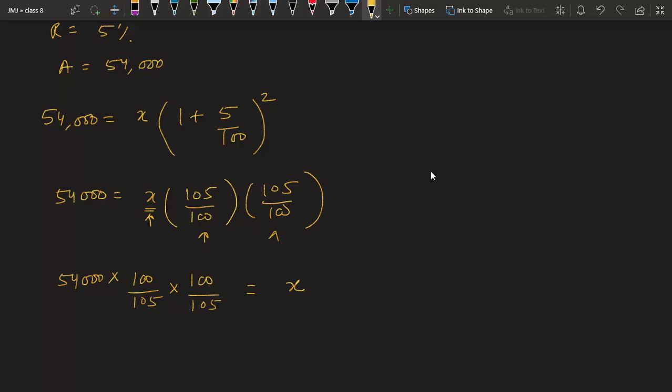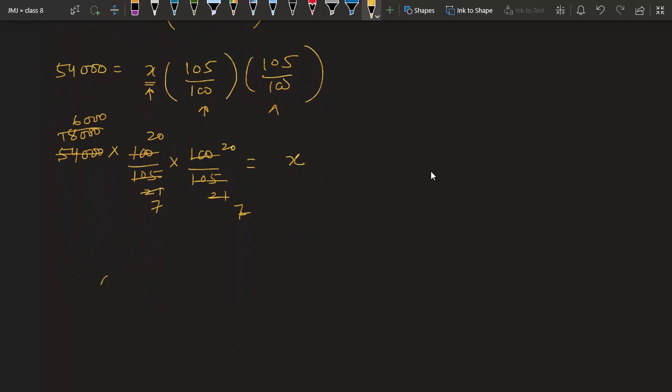Now we cannot solve it easily, so let's cancel this now. 5 twenties are 100, 5 twenty-ones are 105, 5 twenties are 100, 5 twenty-ones are 105. Now we can cut these two by 3, I guess. Yes, 3 sevens are 21, and 3 eighteens are 54, 3 sevens are 21, 3 twos are 6, so 000. So we have got X is equal to 6000 into 20 upon 49.